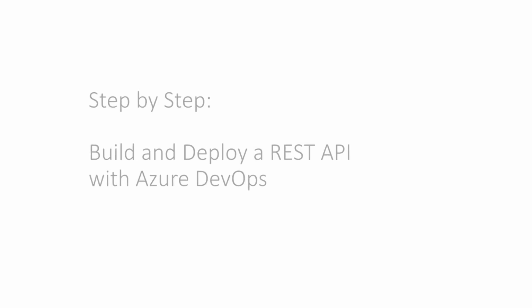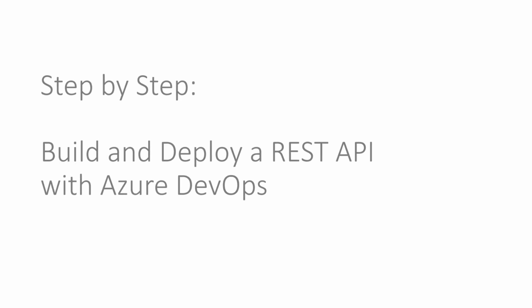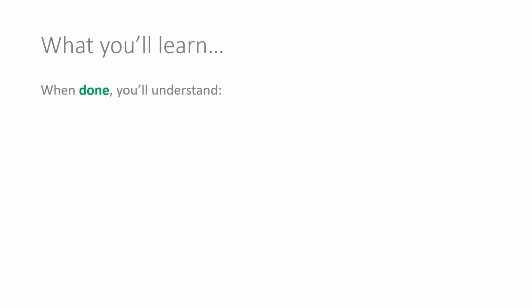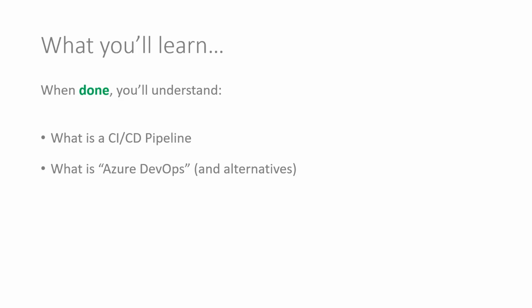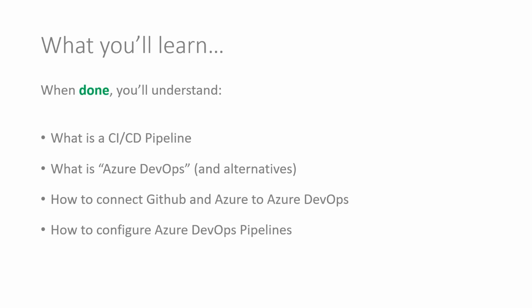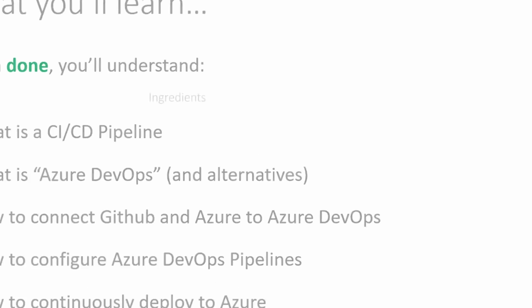Okay, let's get into this. So yeah, this is a step-by-step into building and deploying a REST API with Azure DevOps. So when done, you'll understand what is a CI/CD pipeline, what is Azure DevOps and some alternatives, how to connect GitHub and Azure to Azure DevOps, it's a bit of a mouthful, how to configure Azure DevOps Pipelines, which is really the main part of the tutorial of this video, and then how to continuously deploy to Azure, which is, I guess, really included in that last point.